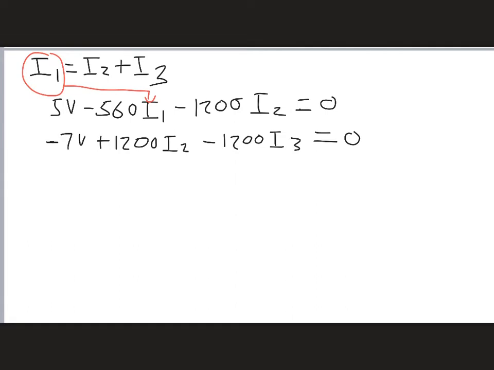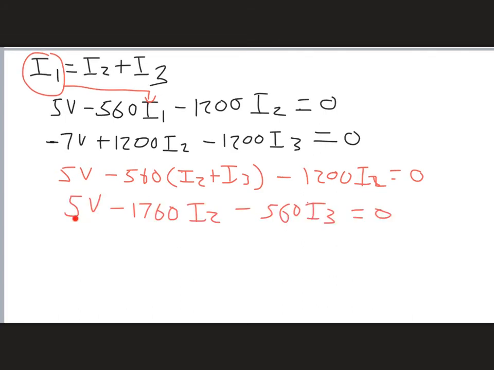So if I do that, that equation would become 5 volts minus 560 times (I2 plus I3) minus 1200 I2 equals 0. And when you simplify that, you end up with 5 volts minus 1760 I2, the minus 560 I2 minus the 1200 I2 gives you minus 1760 I2. You distribute this to the I3, you're left with minus 560 I3 equals 0. And so by plugging this I1 into here, this equation turns into that equation.